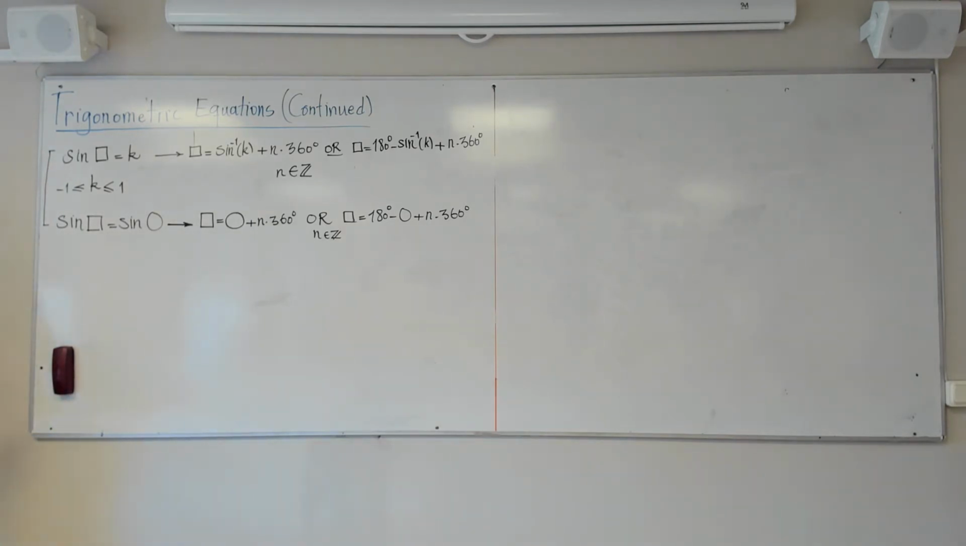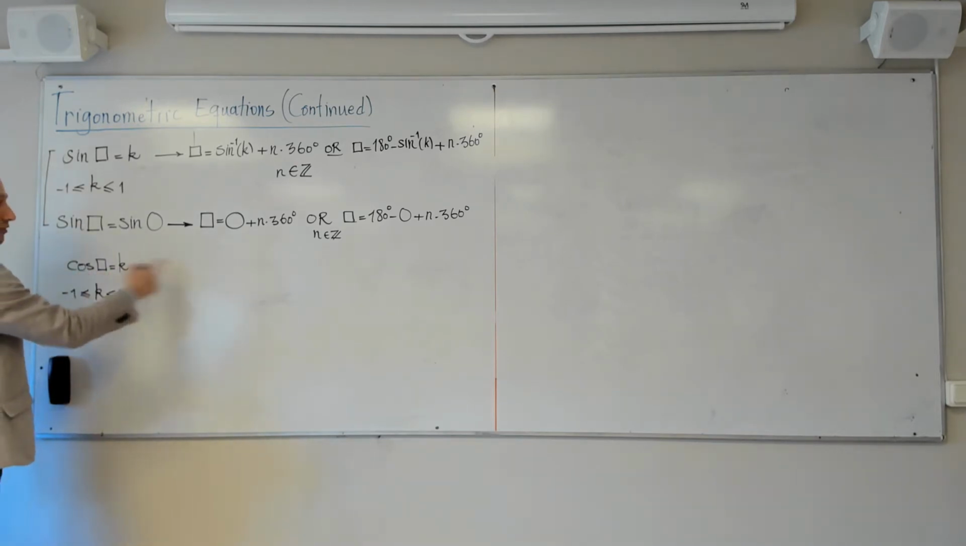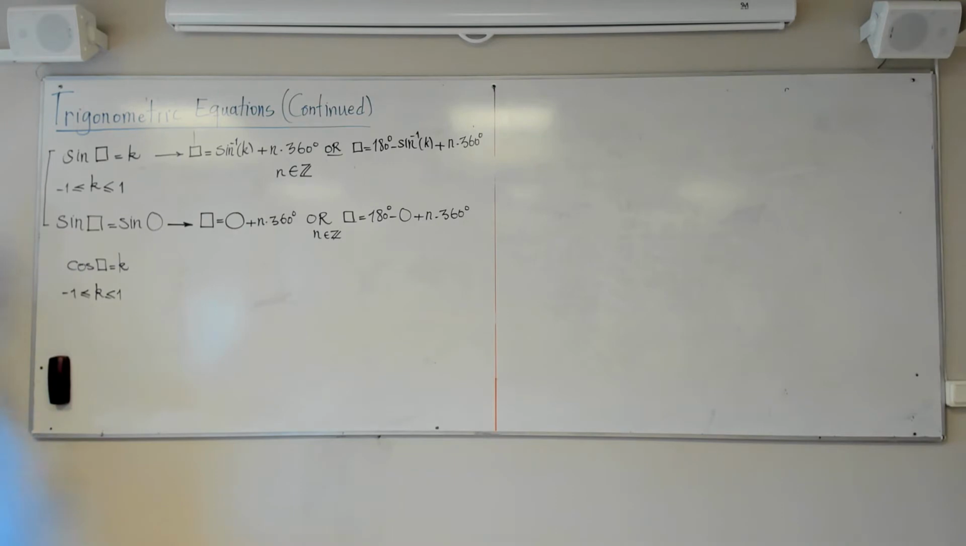So what is my question now? If I want to write an analog of this, it would be cosine of the box is equal to k. Again, I have the same restriction on k, because cosine is related to the x-coordinate, and the x-coordinate cannot be less than -1 and cannot be bigger than 1, because I am confined to the unit circle. So now we want to analyze that and write the formula here. And whenever you want to remember it, you need to visualize it, okay?